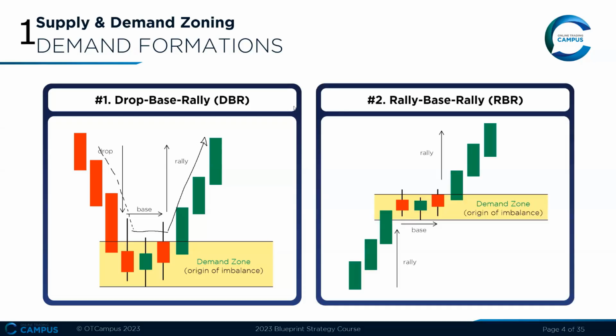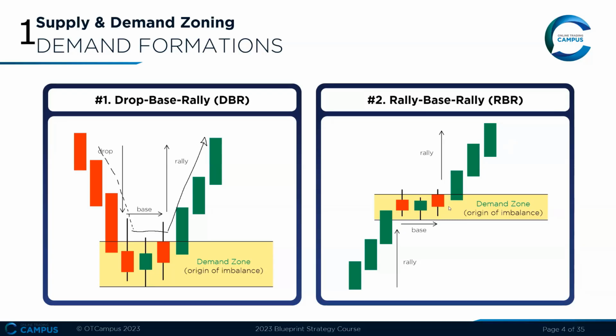Now, another demand formation is what we call rally-base-rally, or in short, RBR. As the name suggests, a rally-base-rally is visually seen as a rally in the chart, and then price basing or price being balanced. And from a balanced state, we see price continues to rally. So price goes from balance to imbalance.